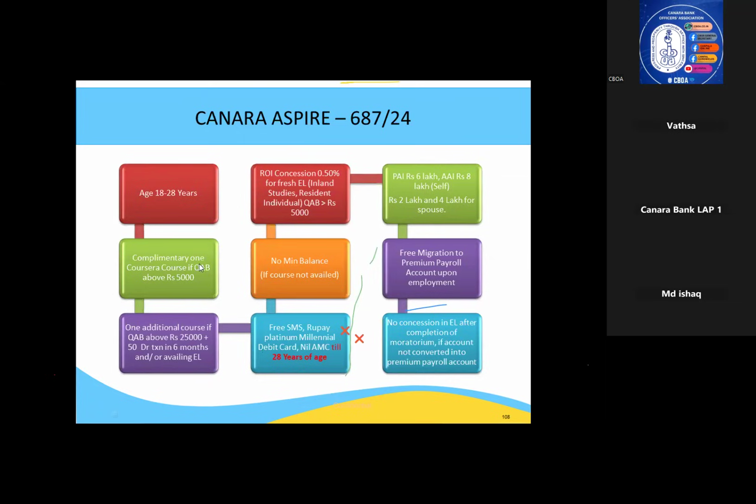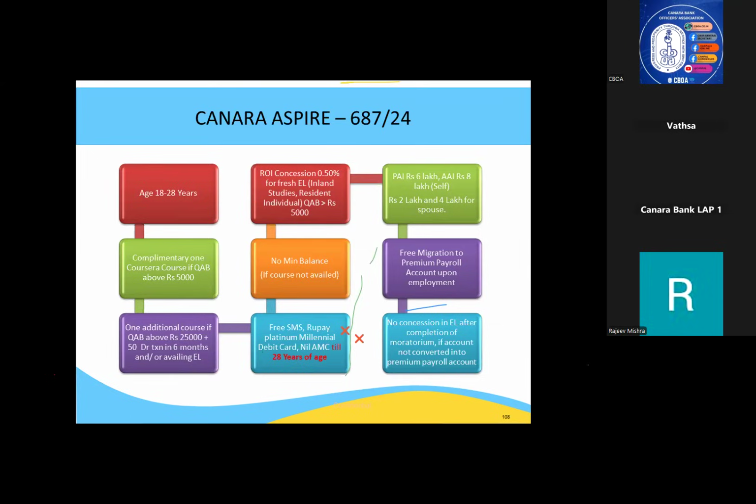And if they maintain a balance of 5,000, they get one Coursera course free. And if they maintain 25,000, 2 Coursera courses are free. No minimum balance, and free SMS and a RuPay Platinum millennial card for them till 28 years of age. After 28 years of age, it will become a normal account. They will not get any free concession as per the Aspire account. The latest change which has come now is, if they maintain a quarterly average balance of 2,000, they will get one Coursera course free. That is the latest circular.